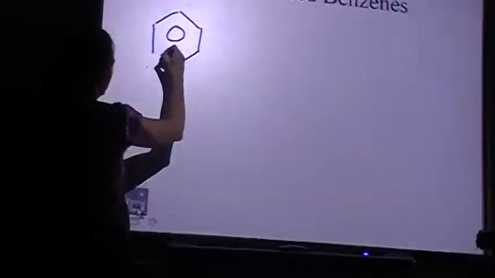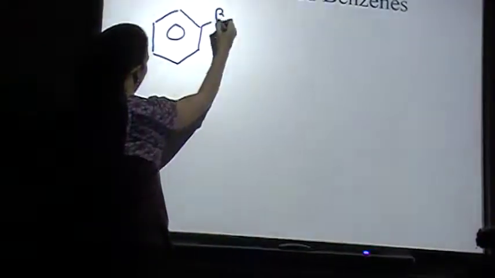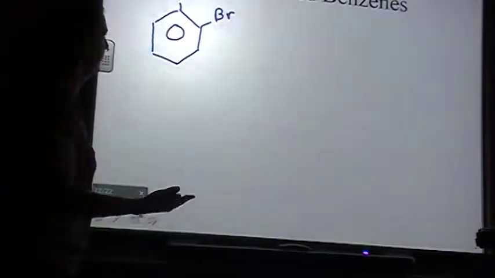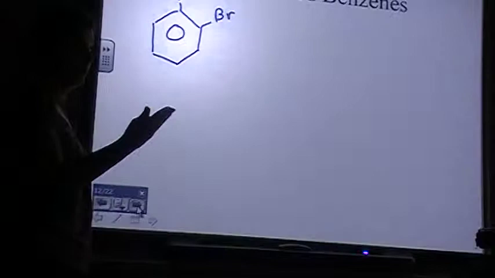Okay, disubstituted means you got two things hanging off. And there's something special with these guys. They have their own special rules. So if I draw benzene like this, say I'm putting a Br and a Br. If you look at that, you probably say, that's 1,2-dibromobenzene. And you would be right.